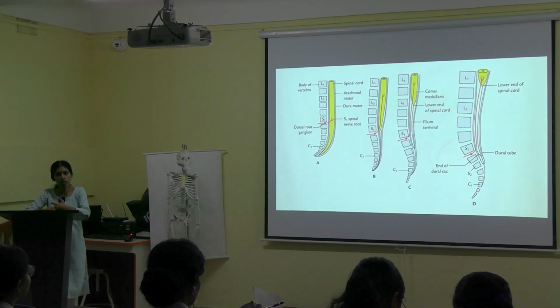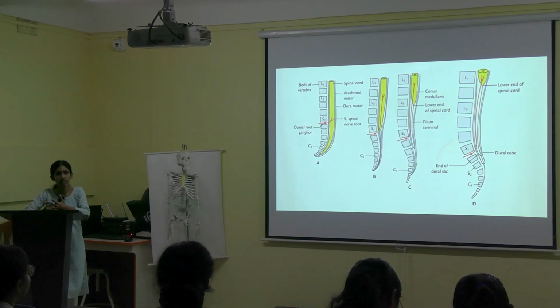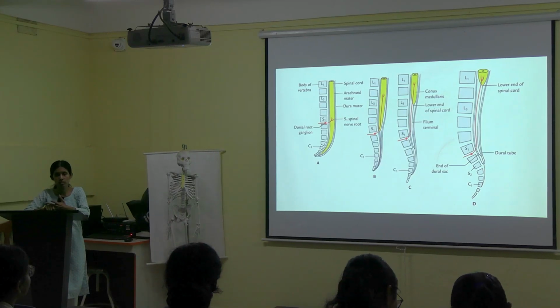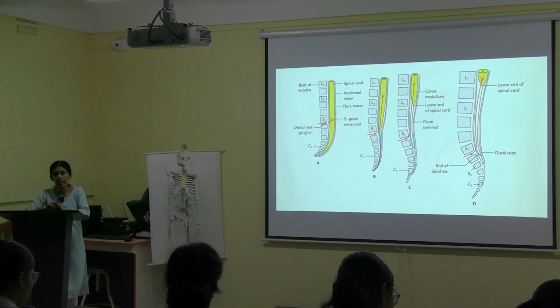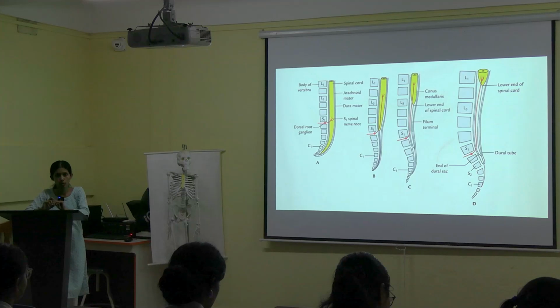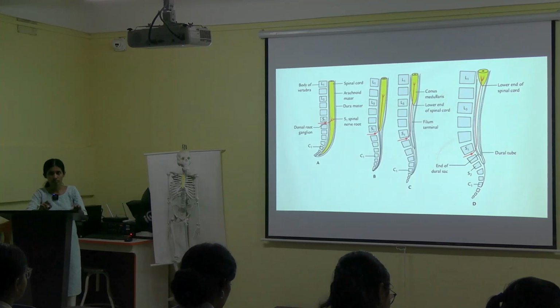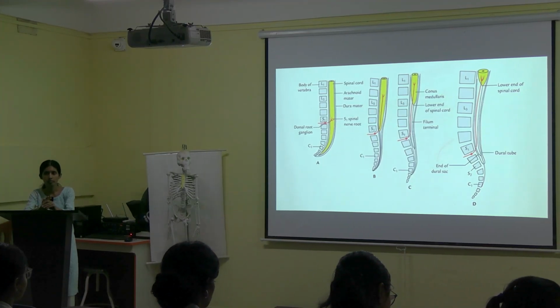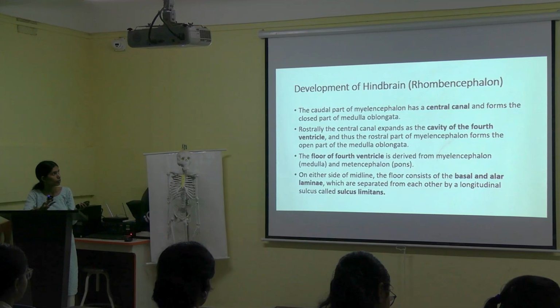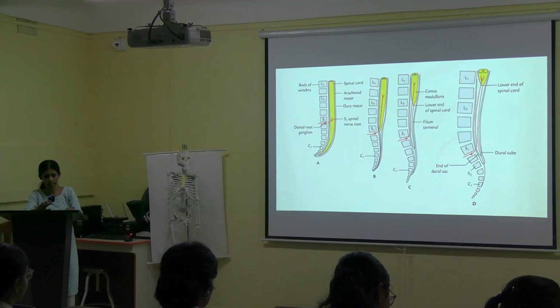You have to write about the histogenesis part, later the adult derivative of that histogenesis part, followed by functional component, positional changes and clinical anatomy. For the clinical anatomy, you have to mention the spina bifida part. Any doubts? Next, we will go to the development of your hindbrain.